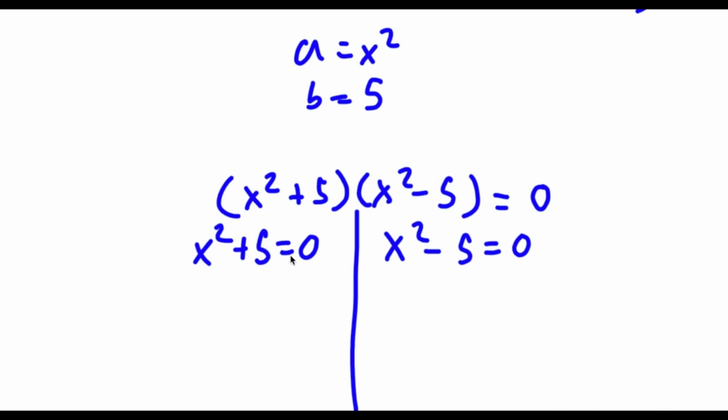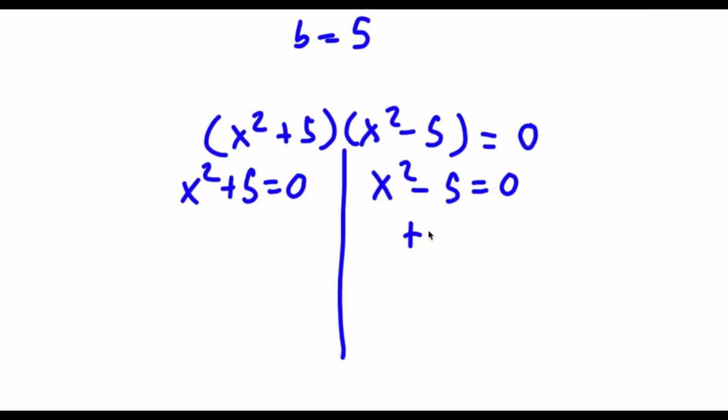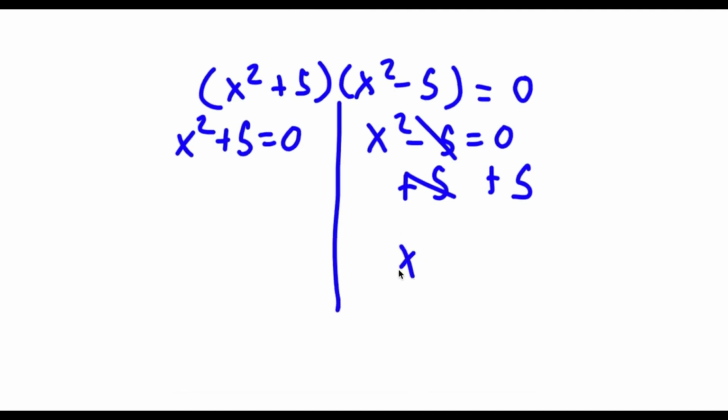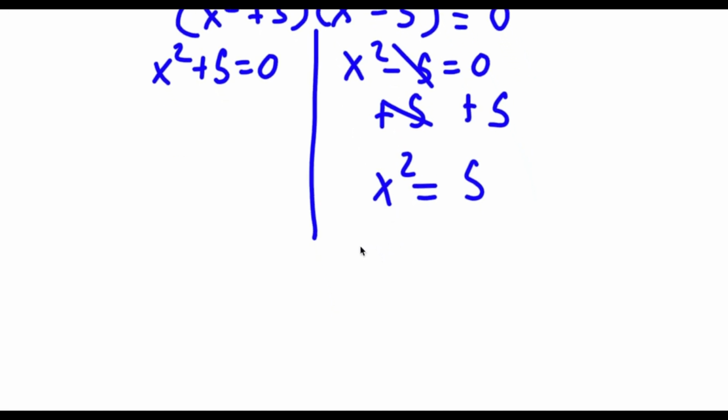So for x squared plus 5 is equal to 0, let's first start with x squared minus 5 equals 0. I'm going to first start by adding 5 on both sides. So now these two cancel out, and I am left with x squared is equal to 5. Now I'm going to take the square root on both sides. So I have the square root of x squared is equal to the square root of 5.